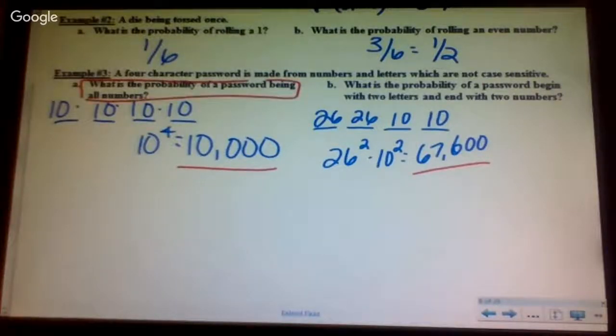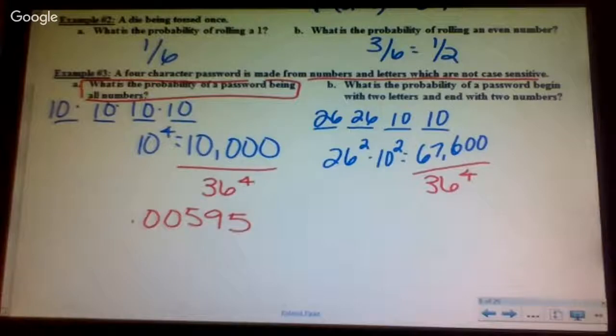Ethan said, wait, I thought that said letters or numbers. And it does. So what's the probability of each one of these being a letter or a number? 36 to the 4th. So you need to divide each one of these by 36 to the 4th power to get the probability. You found the simple event that goes on the top. To get the probability, you have to divide by the entire thing, which is numbers and letters, which are not case sensitive.